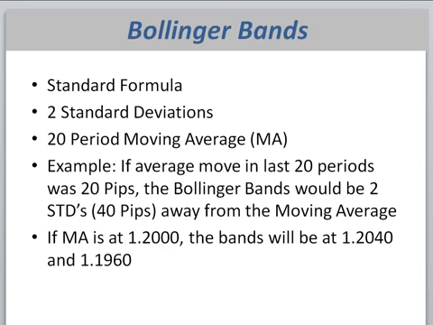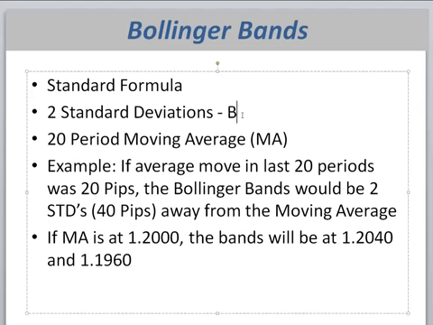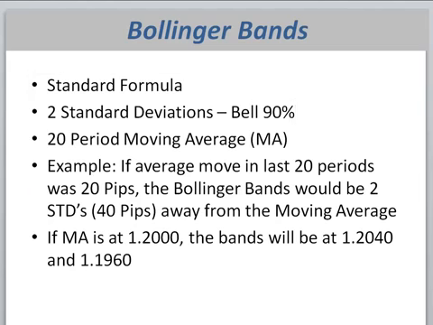Okay, back to how it works. There's a standard formula that most traders use, called using two standard deviations. Why do they use two standard deviations? Because this has to do with what's called the bell curve, where 90% of statistical chances fall within two standard deviations. So that's why people stick to two standard deviations.